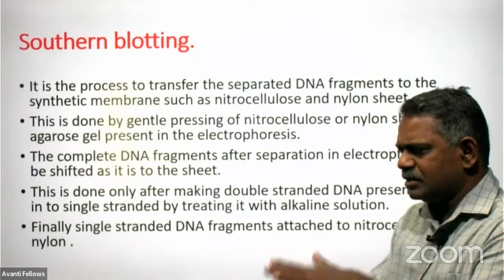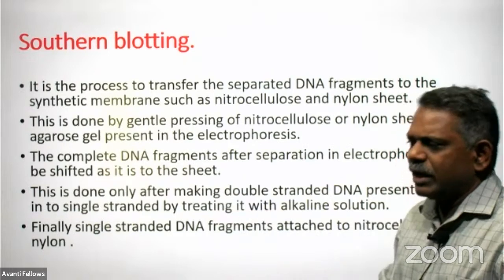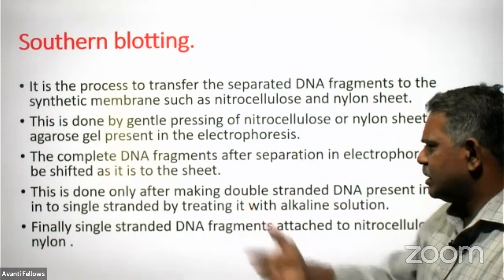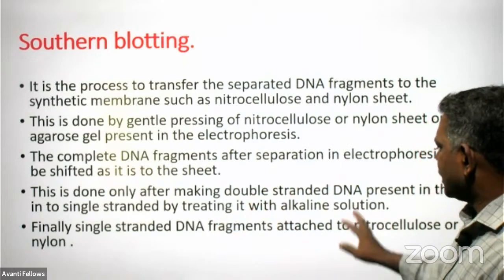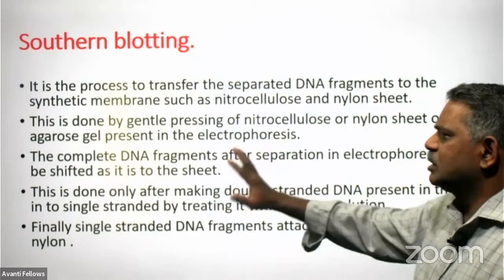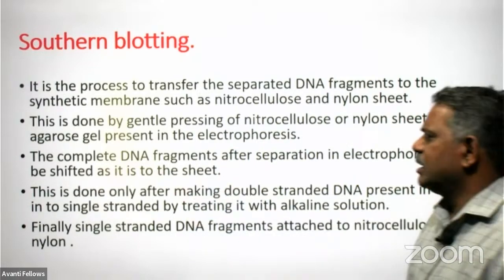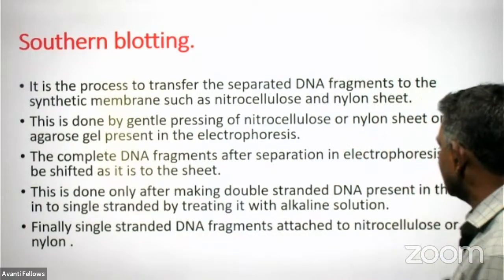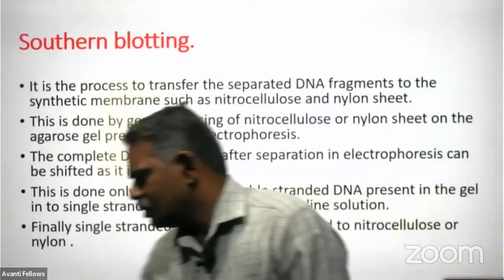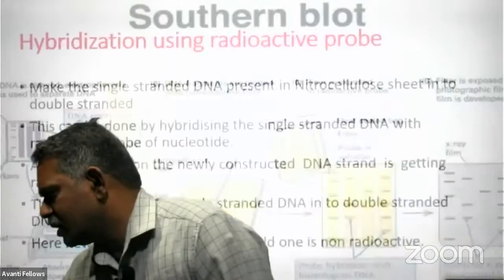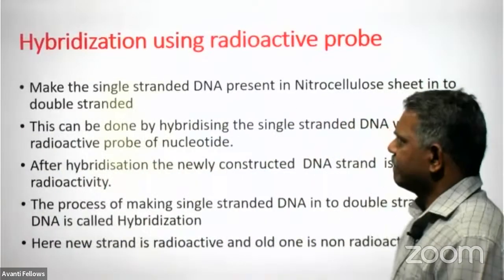Now we can see on the nitrocellulose sheet or the nylon sheet the single-stranded separated DNA. We use the alkaline solution for converting the double-stranded DNA into single-stranded DNA, and finally single-stranded DNA fragments are attached to the nitrocellulose or nylon sheet through the process of Southern blotting.